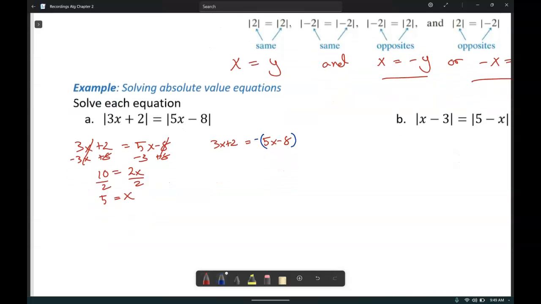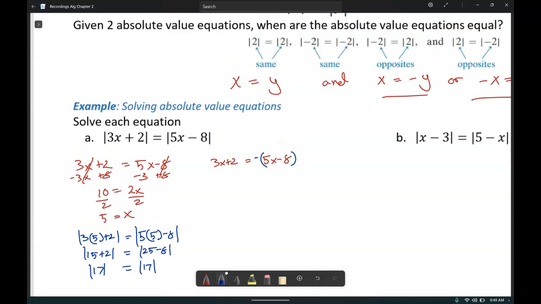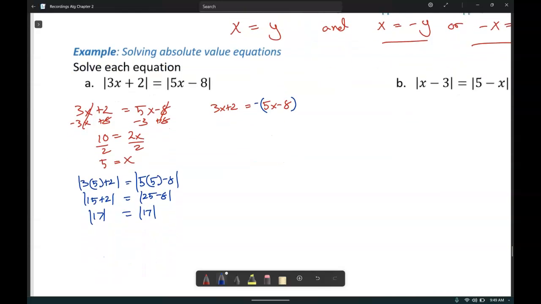And let's go ahead and check that answer while we're here. We could say 3 times 5 plus 2 and take the absolute value and see if it's equal to 5 times 5 minus 8 and its absolute value. And we can see here that we ended up with two values inside of our absolute value that are the same. The absolute value of 17 equals the absolute value of 17 because they're both 17. We know that those are going to work.